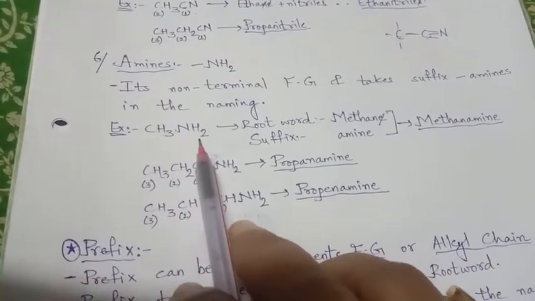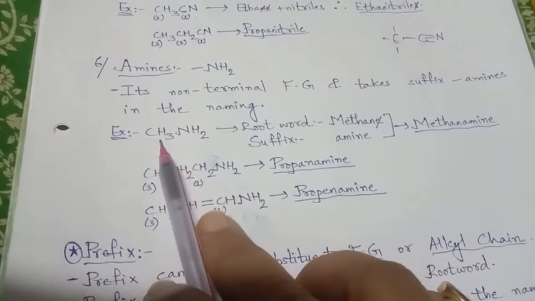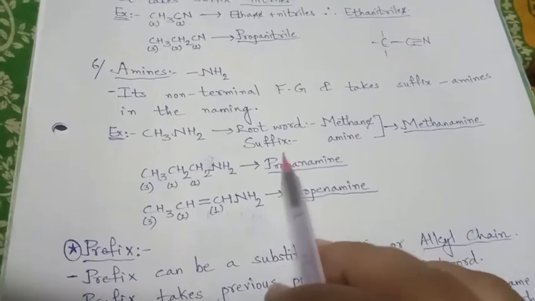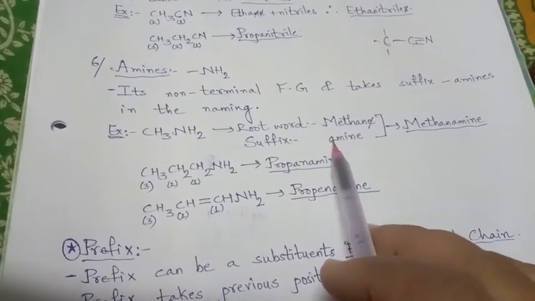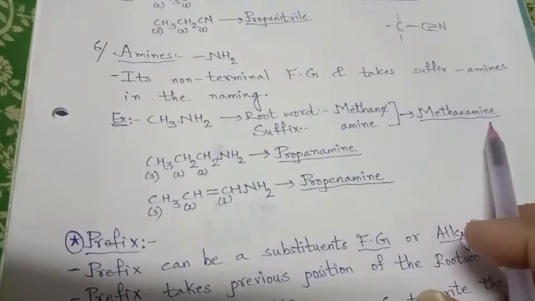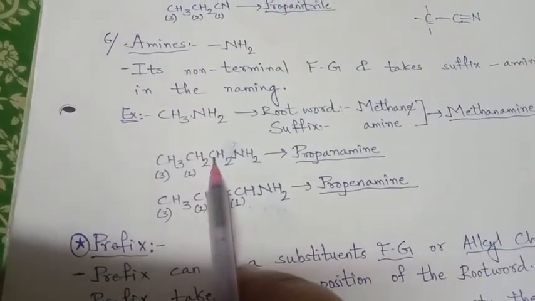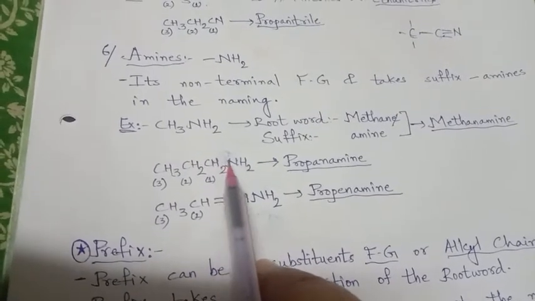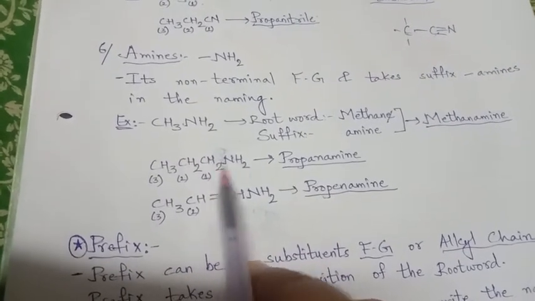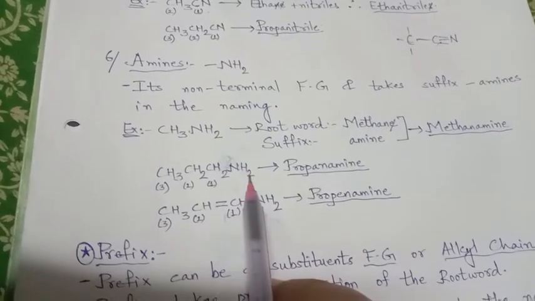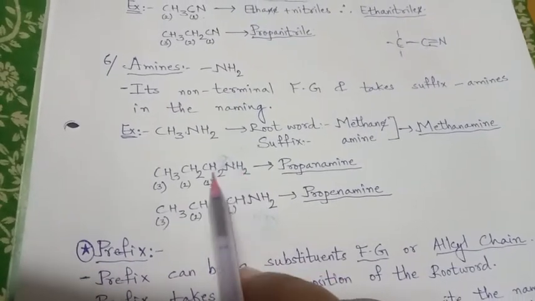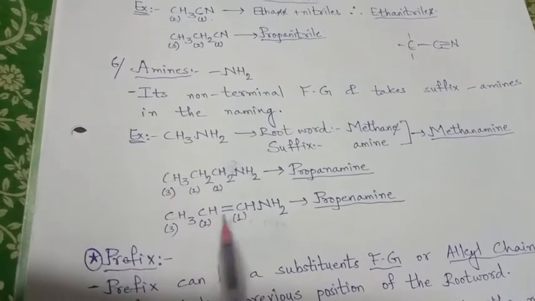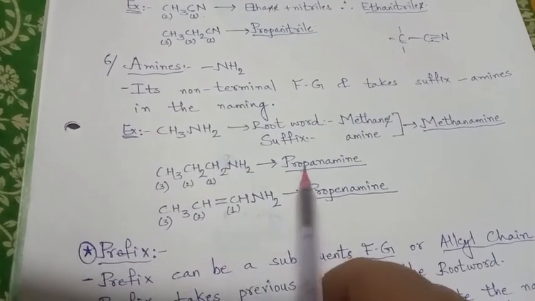So CH3NH2, here only one carbon and NH2, so the root word is methane, the suffix is amine. Both vowels, A and E, so E is skipped: methanamine, right? Now here also see one amine is attached to this carbon, so the terminal where the functional group is attached, that carbon will take first position. So here this carbon will take position 1, 2, 3. So it is propane, right? And amine group, so propanamine.